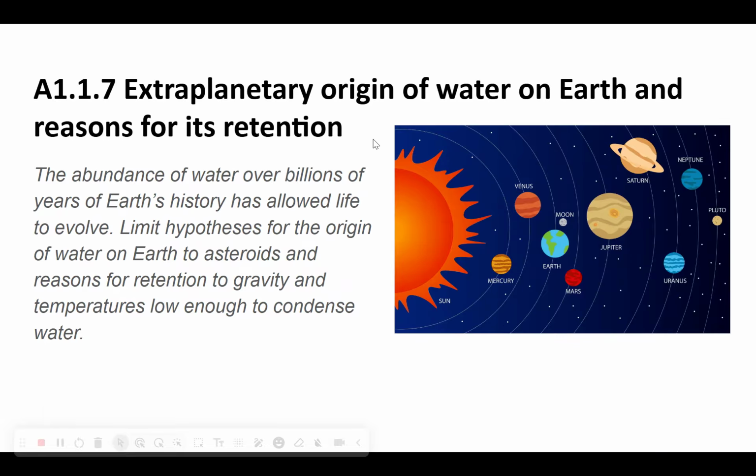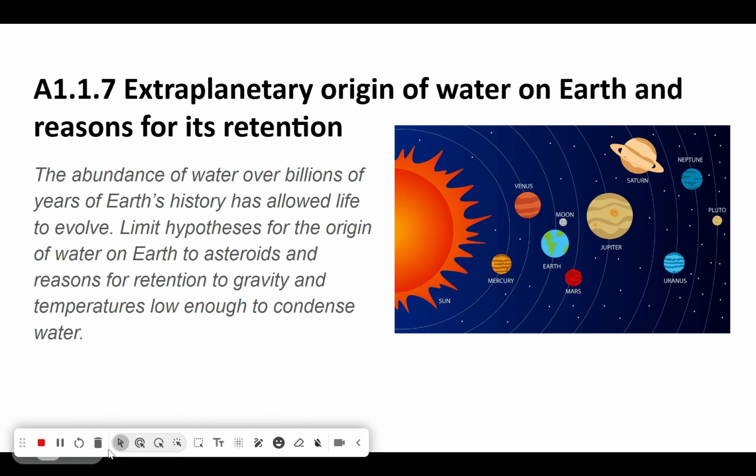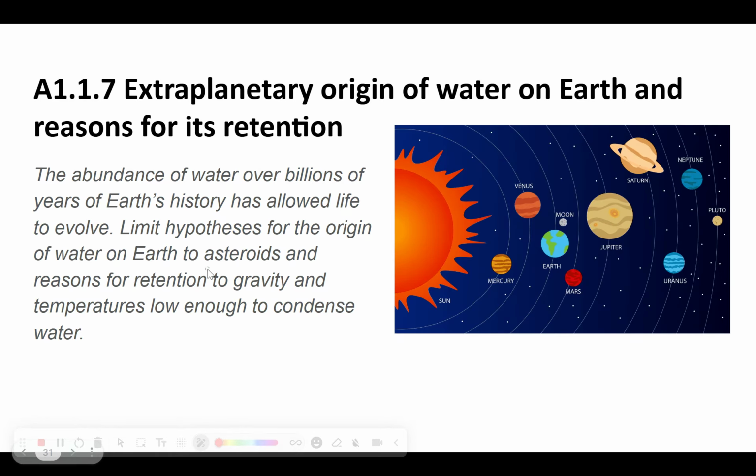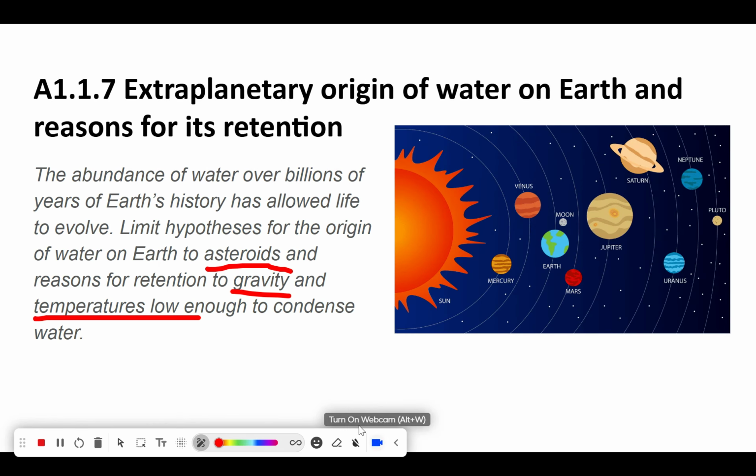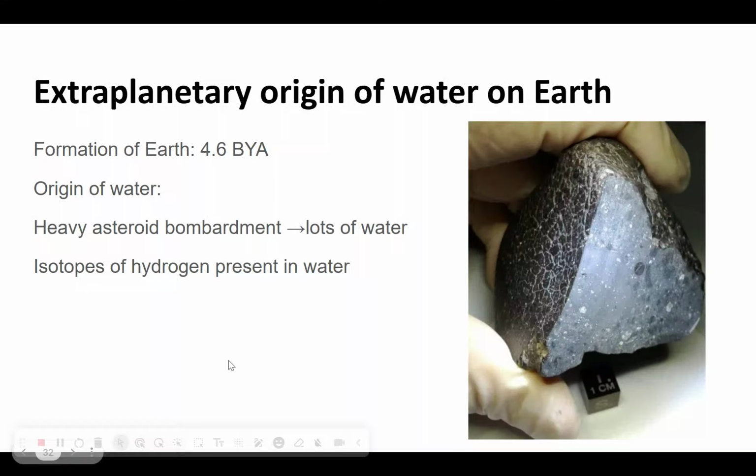The abundance of water over billions of years of Earth's history has allowed life to evolve. Limit hypotheses for the origin of water on Earth to asteroids. So there's those asteroids that we were just looking at that had the same DH ratio. And reasons for retention: gravity and temperatures low enough to condense water and trap it in the atmosphere of our planet in what we call the water cycle. So, extraplanetary origin of water on Earth.